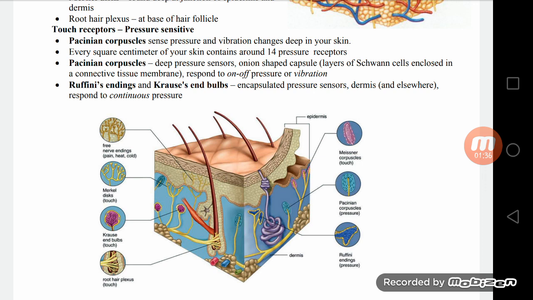Pacinian corpuscles, deep pressure sensors, are onion-shaped capsules, layers of cells enclosed in a connective tissue membrane, that respond to on-off pressure or vibration. Ruffini endings, or Ruffini corpuscles, and Krause end bulbs are encapsulated pressure sensors in the dermis that respond to continuous pressure.